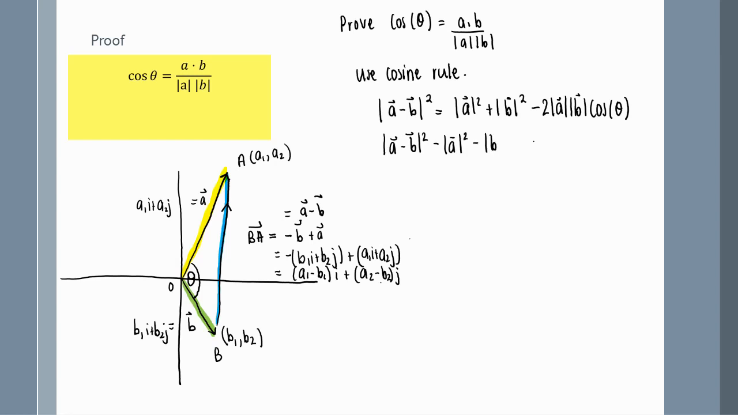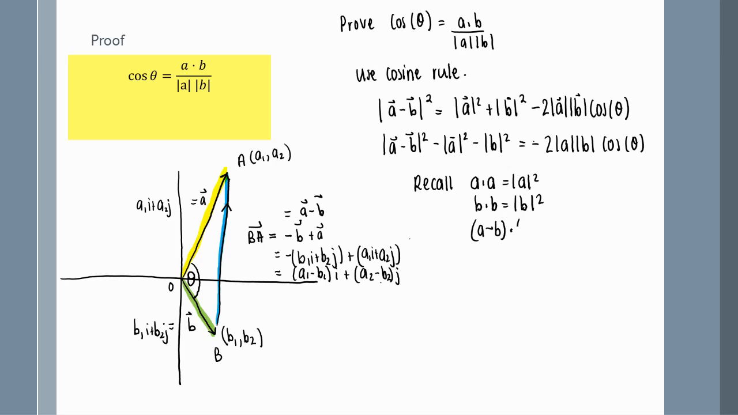Okay, let's rearrange a little bit. I'm going to take the length of A squared and the length of B squared to the left-hand side, and we end up with this. Now, there's some little things that we can put into this equation. So recall that A dotted with A is actually equal to the length of A squared. B dotted with B is equal to the length of B squared.